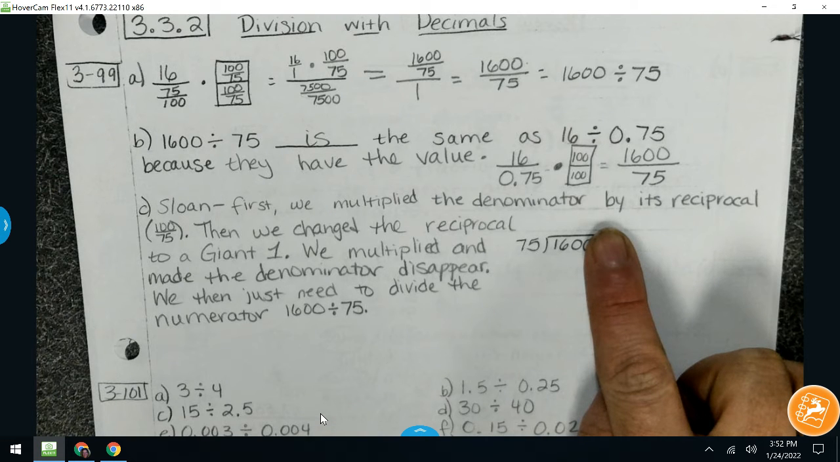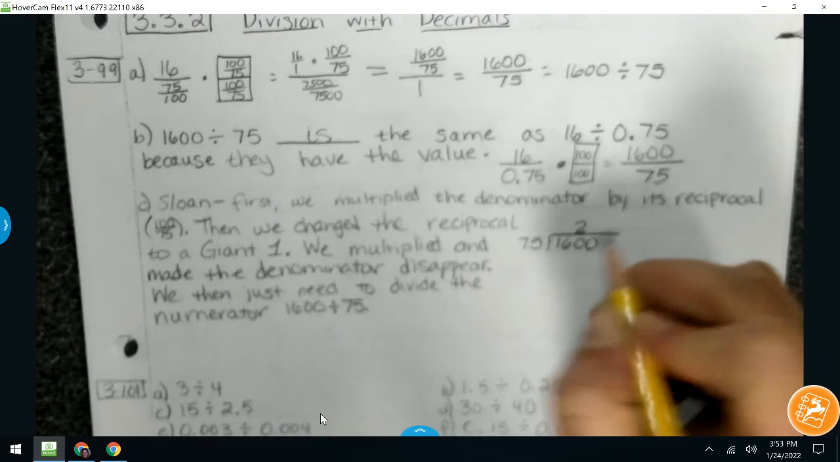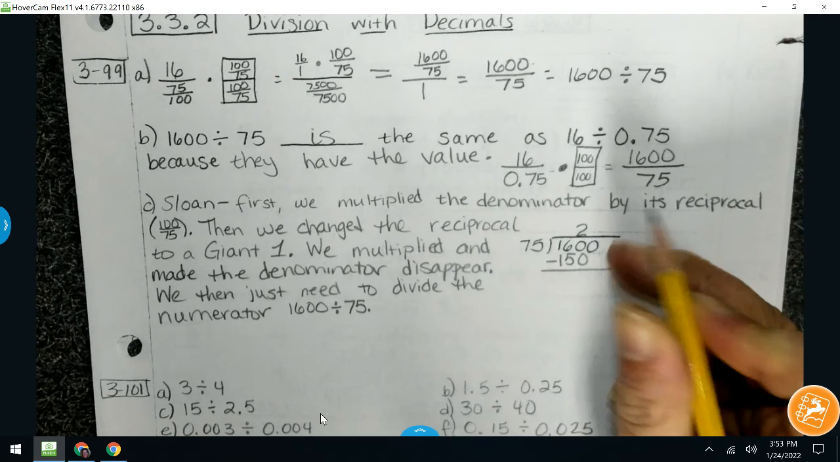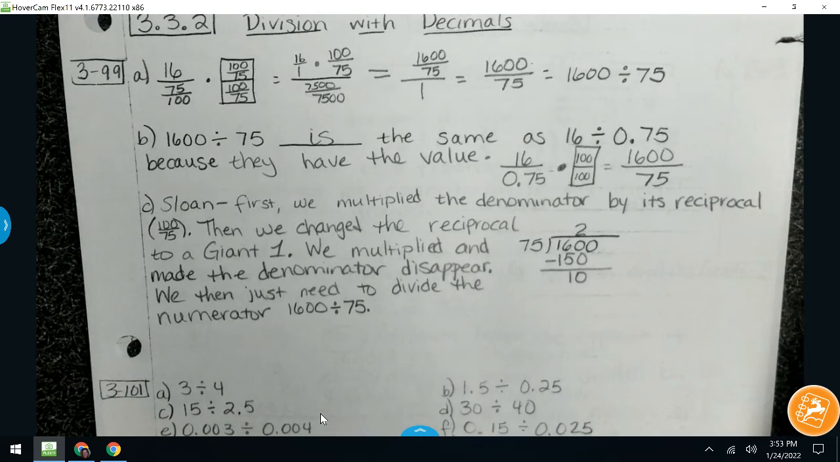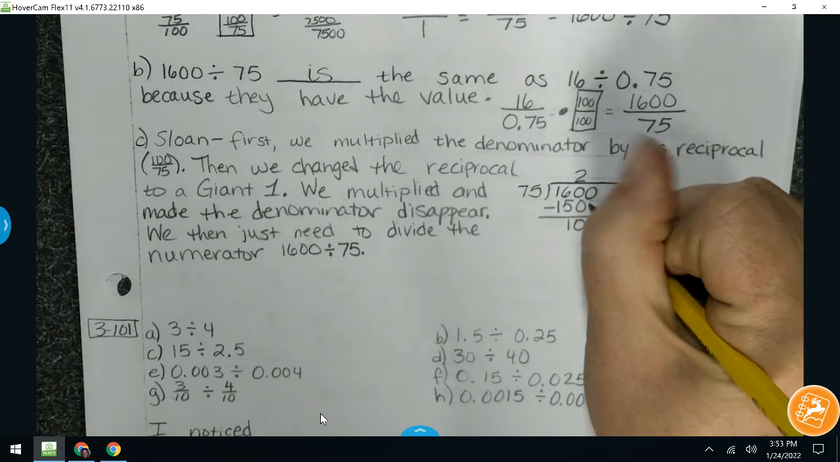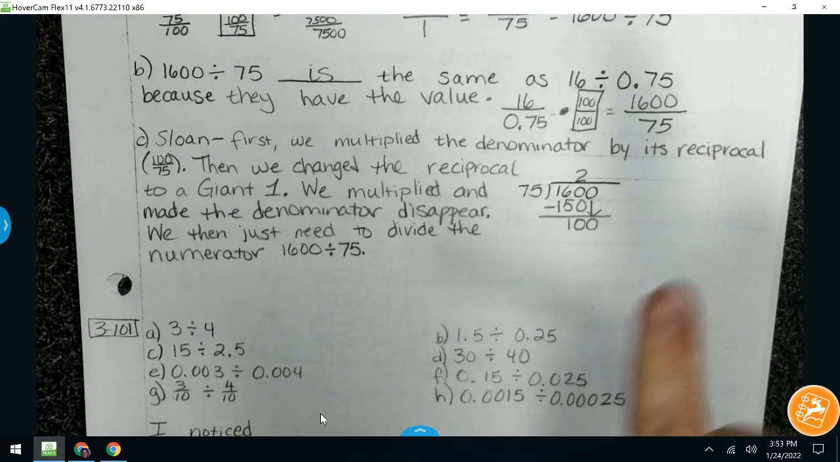So 1 is 75 cents, not enough. 2 is 75 cents plus 75 cents. So that's 3/4 plus 3/4 is $1.50 because there's 6 quarters. So that would be 2 groups. And I subtract. And I get 10 cents left over, which is not enough for another group of 75. Then I bring down my next place value, which is another 0. So I have 100 right here.